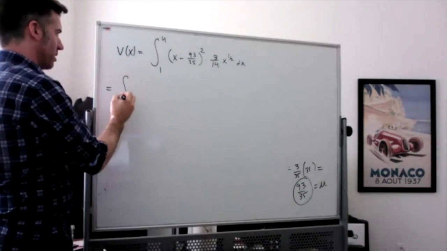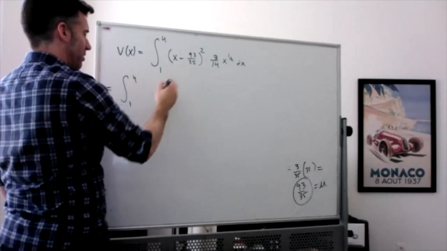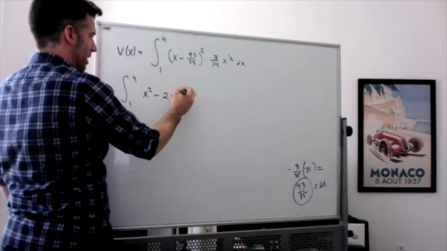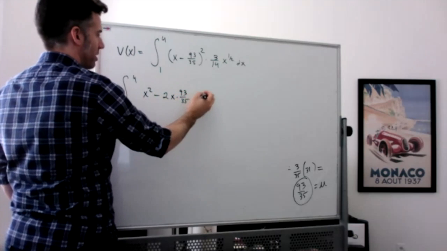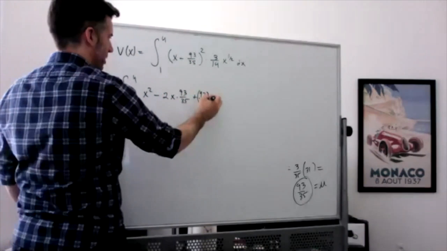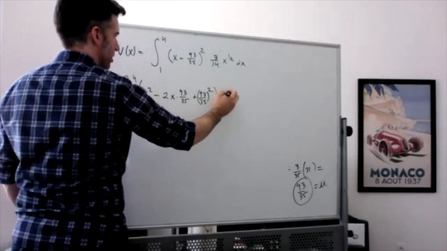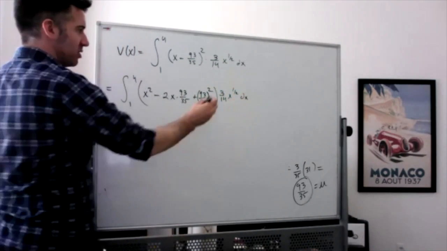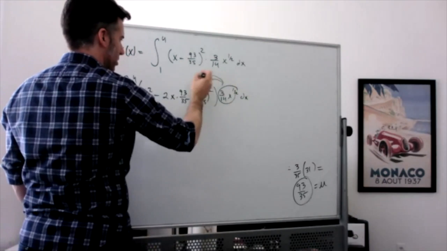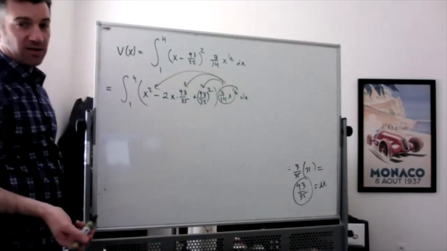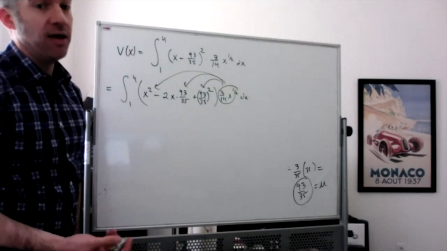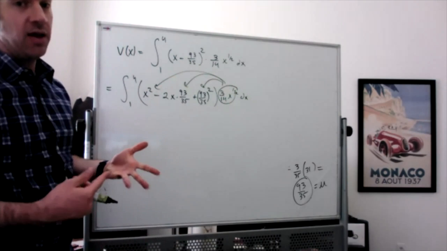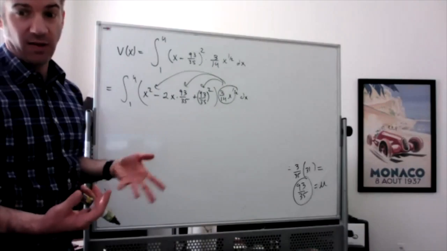Okay, so hopefully you guys can see this is a giant pain to multiply. If you do this, it's going to be the integral from 1 to 4. Multiplying this out, you're going to get x squared minus 2x times 93/35 plus 93/35 squared, all times 3/14 x to the 1/2. Then you would have to distribute this to each of these terms, and then integrate each of them, and then finally plug in. You can see it's a lot of pieces, which if we had to do it would be fine, but there's a better way.